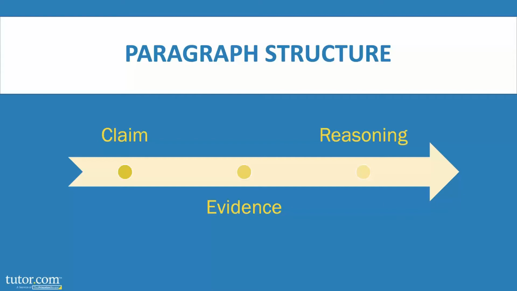Here's a very simple way to write a paragraph. Start with your claim. What's the point of your paragraph? Then use evidence to support it. What does the research tell you about this? What can you insert into your paragraph to really make your case? Then use reasoning. Reasoning is how you tie it all together. Why is it important and how does it all connect?